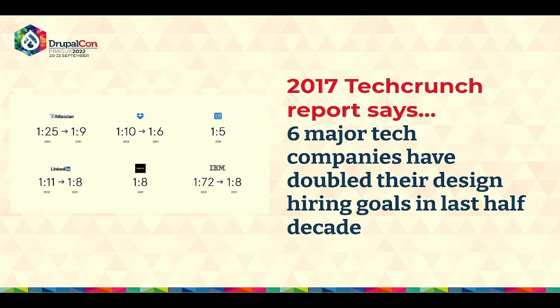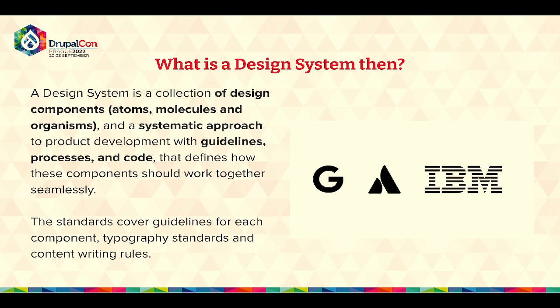What is the definition? I've carved out my own definition from different places and my experience, and this is how it looks. A design system is a collection of design components, atoms, molecules, and organisms. I'll tell you quickly what this means. And a systematic approach to product development with guidelines, processes, and code that defines how these components should work together seamlessly. The standards cover guidelines for each component, typography standards, and content writing rules. So it covers everything: your design, your rules, your standards. When everything comes together, it is called a design system.